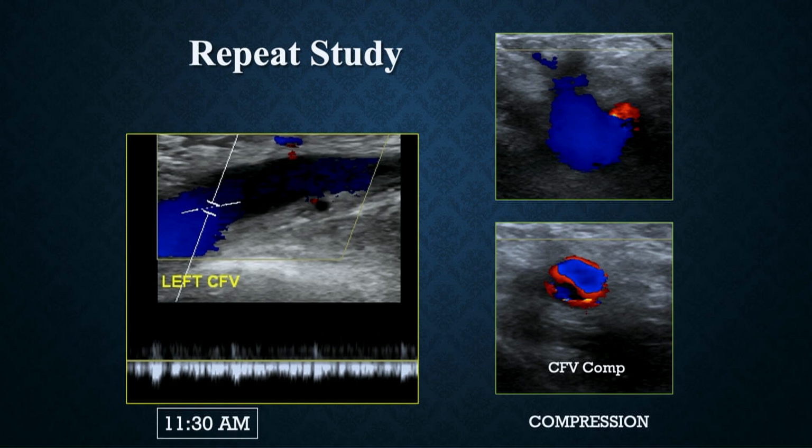So we repeated the study, and we probably showed a little bit more technique. We optimized the study. We were actually able to demonstrate blood flow here at the level of the common femoral vein. Look at the waveform. Low velocity, relatively flat. We're losing our phasicity, but it is compressible. So what's going on here?